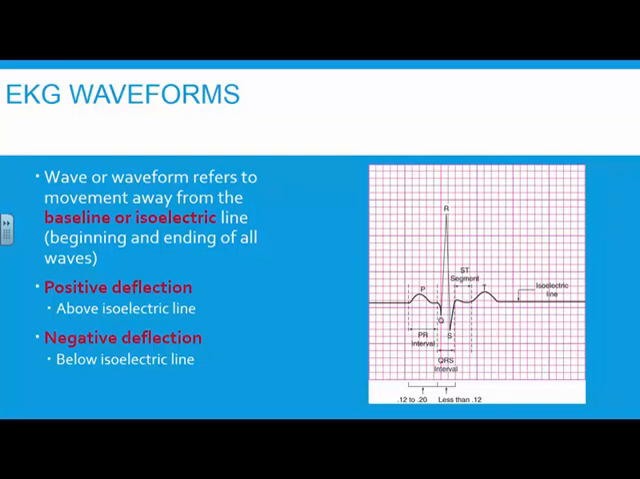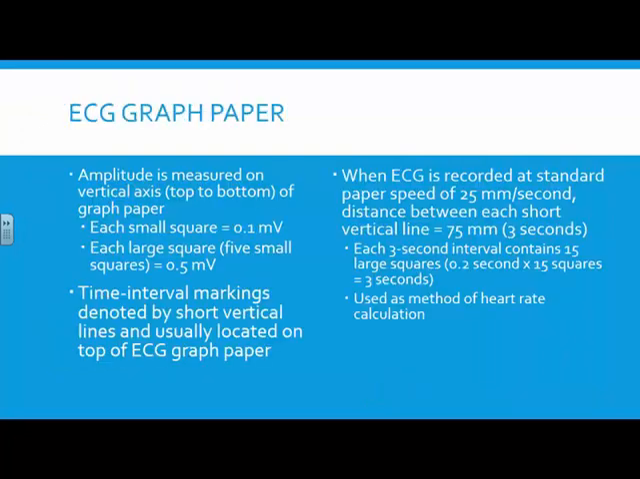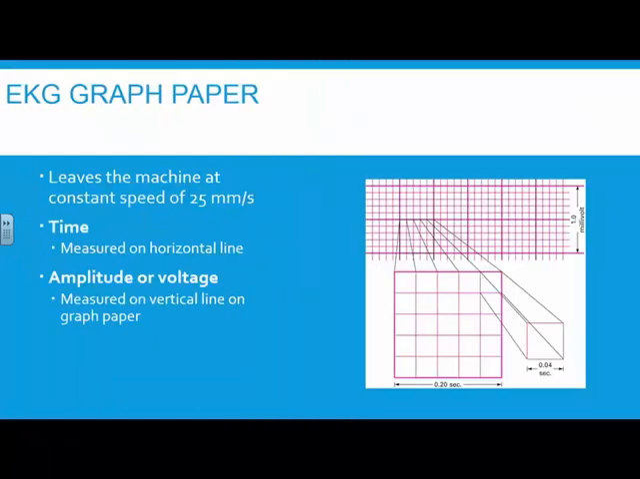So, last week we reviewed, or maybe for some of y'all it was a review, for some of y'all it was new. We talked about the EKG paper. Let's just back up some and look at it really quickly. Your EKG graph paper leaves the machine at a constant 25 millimeters per second. On your horizontal line, that measures time. That'll measure rate. That'll measure length of contraction. Okay? On your vertical line, this is where we measure amplitude or voltage. So how strong the contraction.